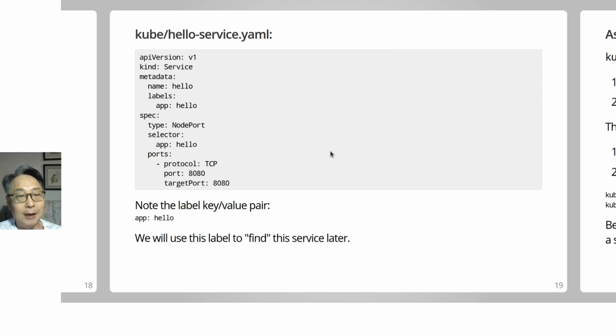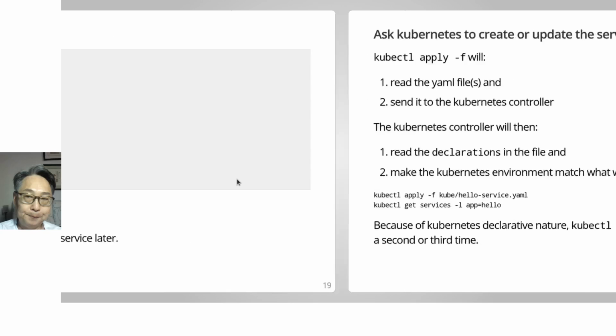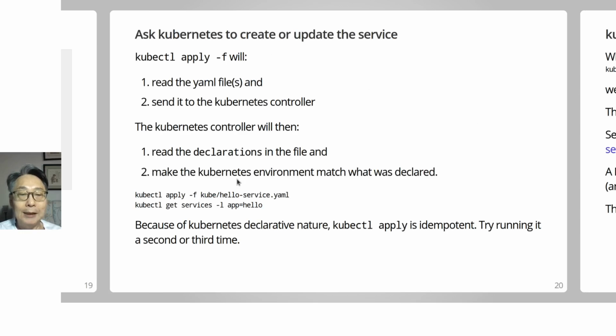If you look at this file again, it declares that the name is hello. It declares that it has this label. It declares that the type is node pod. It declares that the port used is 8080. And it declares that the backend port will be 8080 as well. So it is declarative. And Kubernetes controller will make sure that the Kubernetes environment running inside Kubernetes will match what was requested or declared. So let's do this. Let's run this.